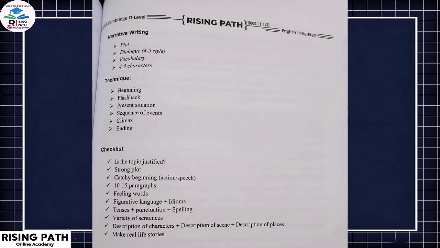So I hope these tips are going to help you to attempt the paper, and most of you have the choice to pick up the narrative as your first choice. So I think it will help you a lot. Good luck.